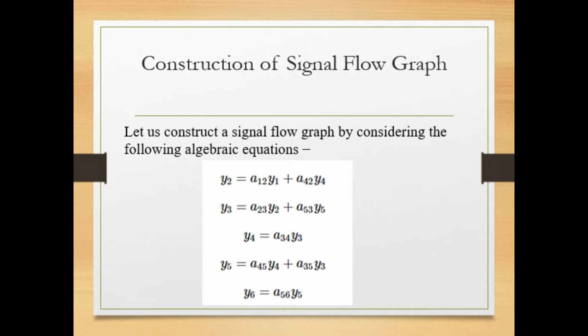So how do we represent that? y2 is a node which is equal to the sum of two signals. One is a12 into y1. That means y1 is here, and this is a12. So y2 is a12 into y1 plus we have one more node, that is y4, and the gain is a42. So this is how we need to represent this particular set of equations.